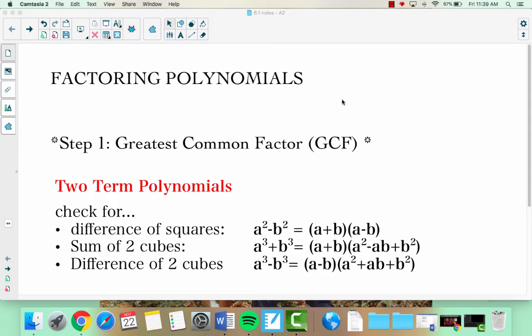Hi class, today is going to be all about factoring polynomials to solve. We're going to actually break this section up into a couple different parts just because there's a lot of information. And so this video is going to be focused on two-term polynomials.